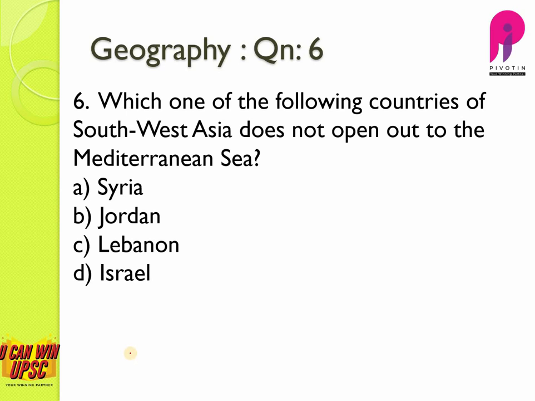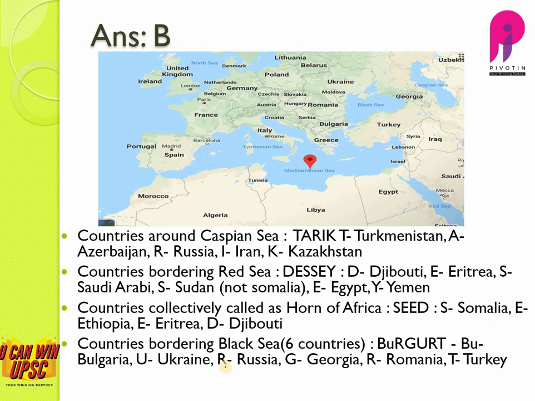Question number 6. Which one of the following countries of Southwest Asia does not open out to the Mediterranean Sea? UPSC has a special liking for the Mediterranean Sea and its surrounding countries. This is a very easy question for people who are well aware of the world map. The countries which are surrounding the Mediterranean Sea in Africa and Middle East are very, very important because they are repeated very often in UPSC Prelims.